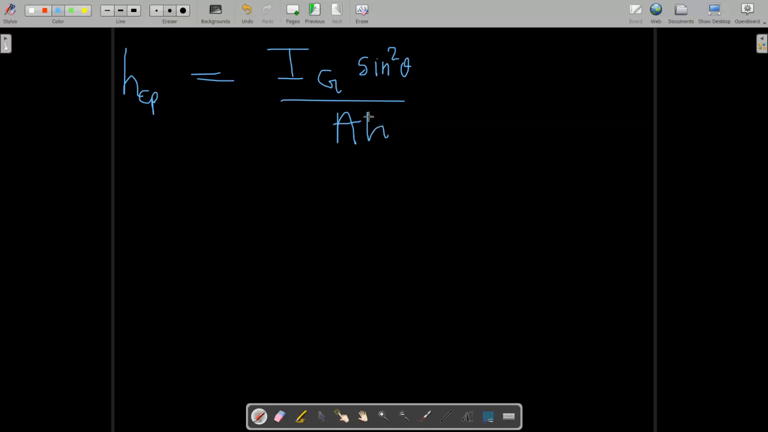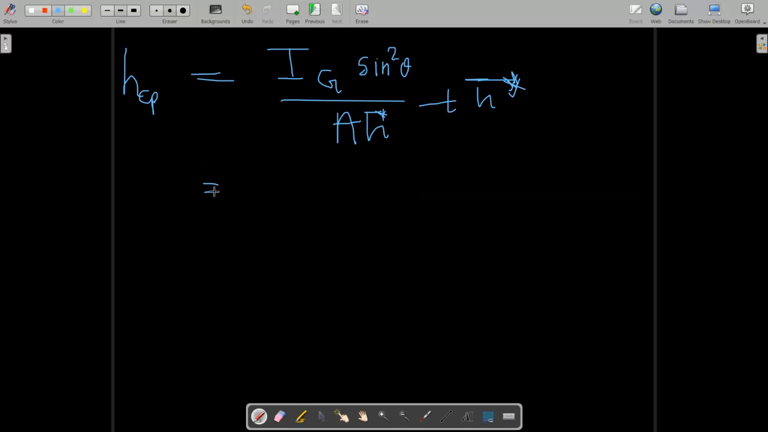HCP, the depth of center of pressure, not centroid, center of pressure, is given by Ig sine square theta by A h bar plus h bar. That means the center of pressure lies slightly below the depth. The depth that we have found, we are taking as h star here, h bar or h star, whatever you can take.